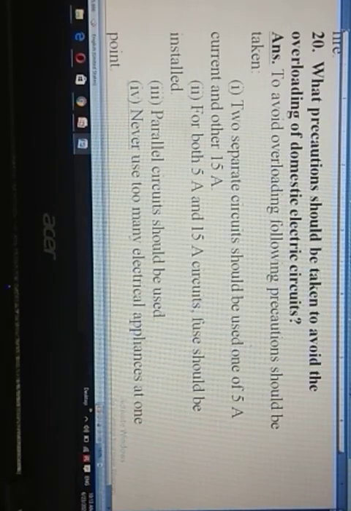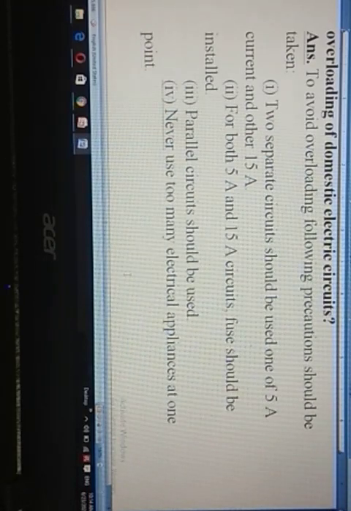What precautions should we take to avoid the overloading of a domestic electric circuit? To avoid overloading, the following precautions should be taken. Number 1, two separate circuits should be used, one of 5 ampere current and the other of 15 ampere. Number 2, for both the 5 ampere and 15 ampere circuits, a fuse should be installed. Number 3, parallel circuits should be used. Number 4, never use too many electrical appliances at one point.